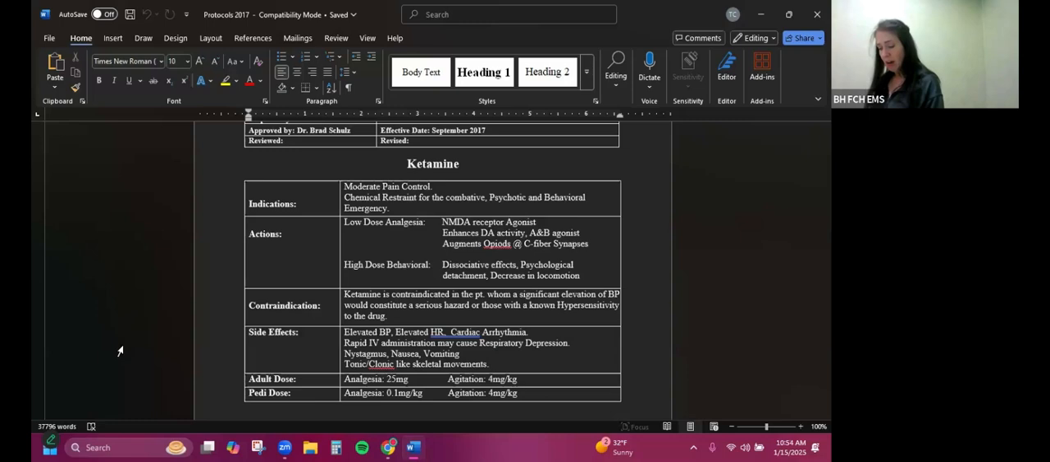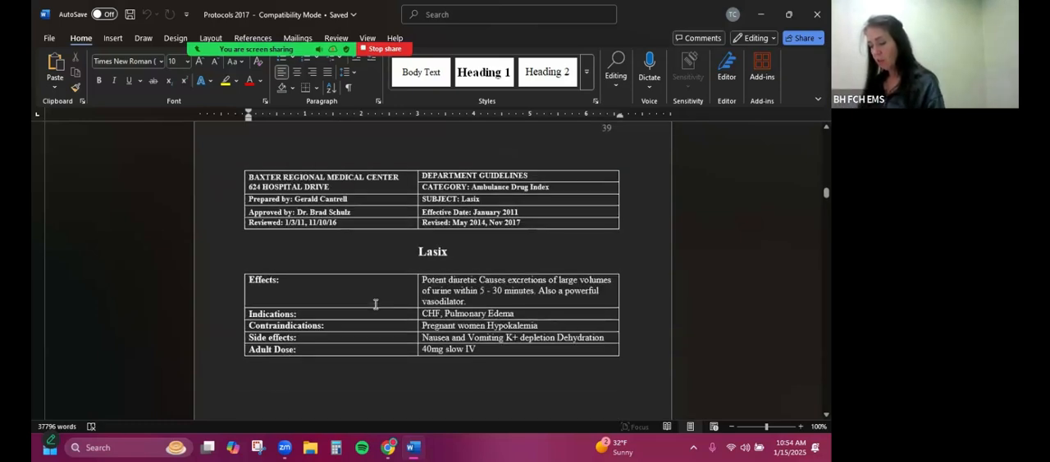You want to give 25 milligrams as a, say it for me, analgesia. Yes, it'd be 25, and then agitation would be 4 milligrams a kilogram, and that's your adult dosages. So those are the reasons we would use ketamine.